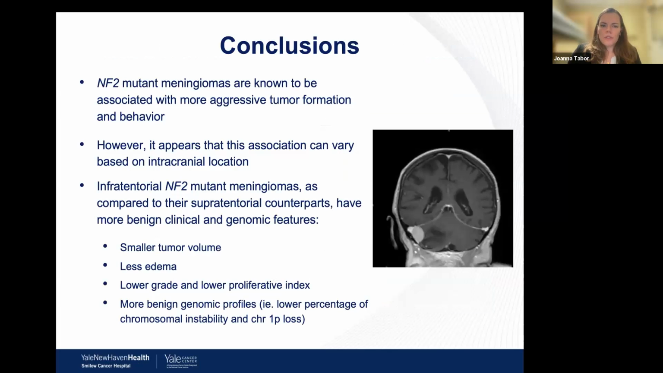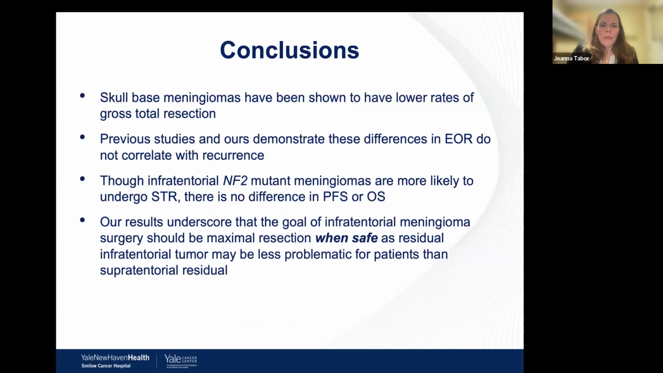So some conclusions for this work. So as we know, NF2 mutant meningiomas are more aggressive. However, it seems that this association doesn't really apply broadly throughout the entirety of the location presentation of these tumors, such that the infratentorial ones don't behave like the supratentorial ones and don't display this characteristic higher aggression that is associated with the subtype. So these infratentorial ones have smaller tumor volume, less edema, lower grade, and lower proliferative indices.